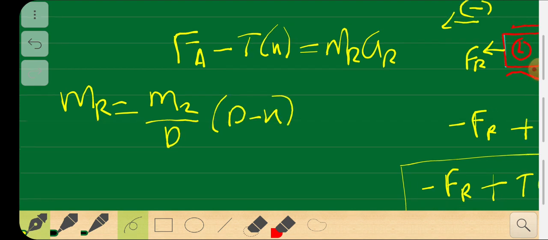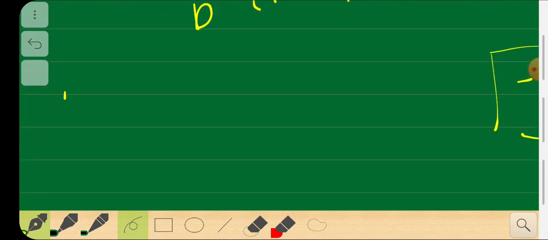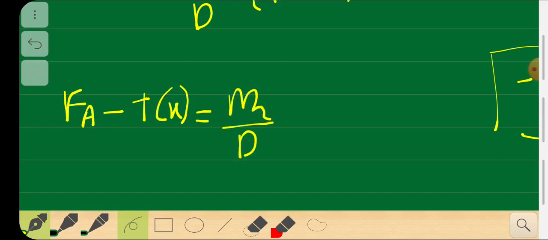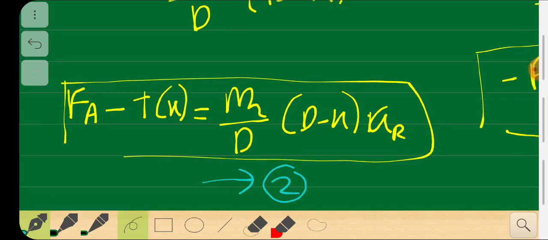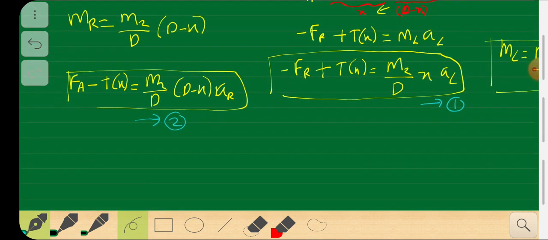So now you can substitute that back into this equation, and you get Fa minus T of x must be equal to m2 by d times d minus x, times ar, right? Okay, so we got that equation. Let's call this equation 2. So we have got equation 1 and 2, which explain the forces inside the two parts.